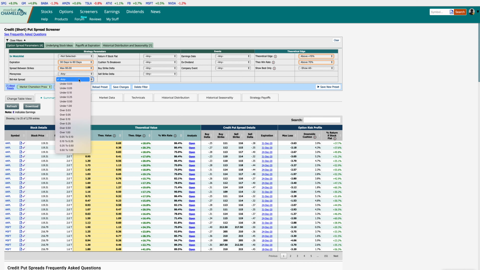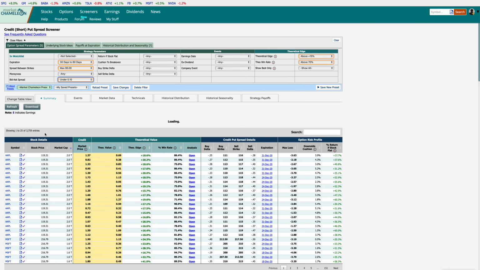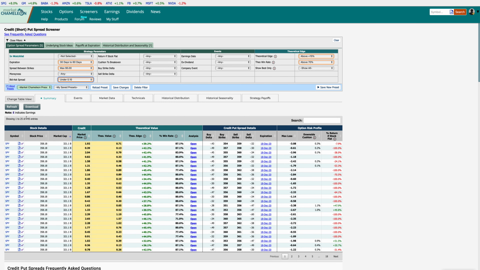Bid ask spread is also important. It filters out those stocks that have low liquidity. Obviously, we want to avoid slippage. We don't want to be losing money before we even enter the trade. It's a perpetual nibbling at your portfolio, so you want to keep this as low as possible. Again, anything under 10, this is going to really start to bring this number down. So we're down to 445 entries.